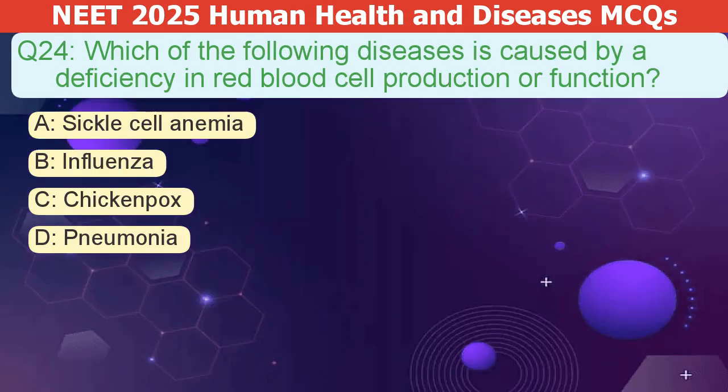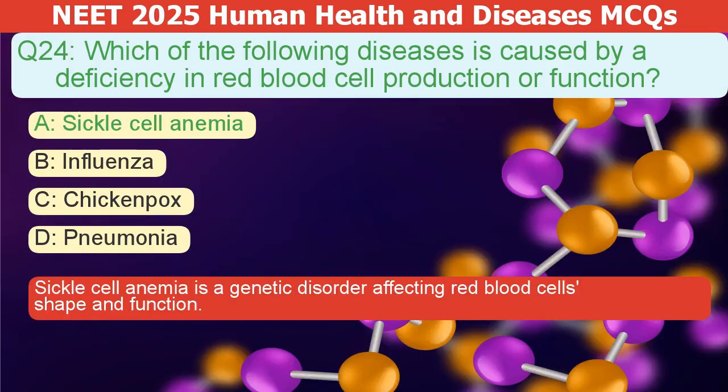Which of the following diseases is caused by a deficiency in red blood cell production or function? A. Sickle cell anemia. B. Influenza. C. Chickenpox. D. Pneumonia. The correct answer is A. Sickle cell anemia is a genetic disorder affecting red blood cells' shape and function.